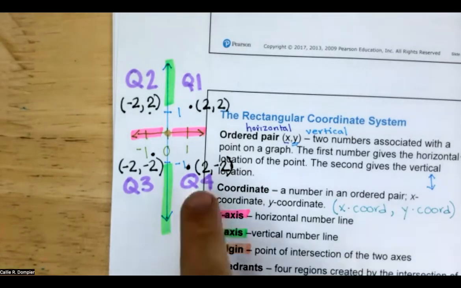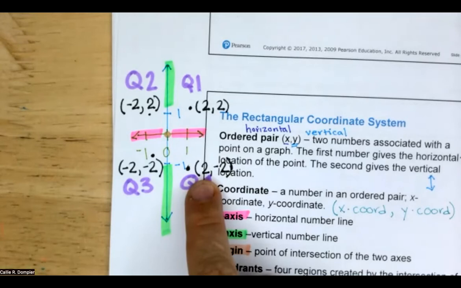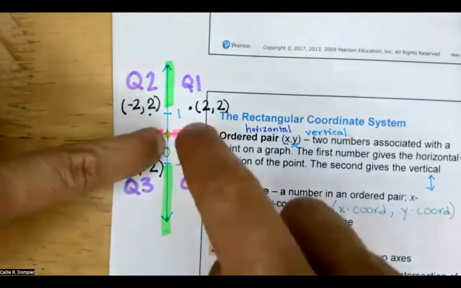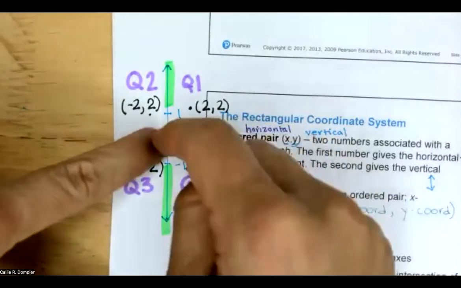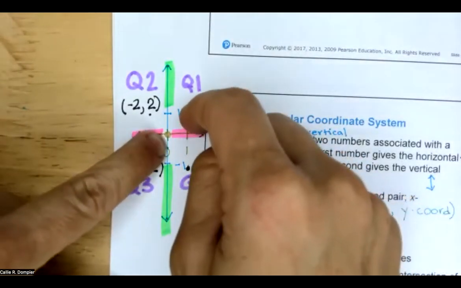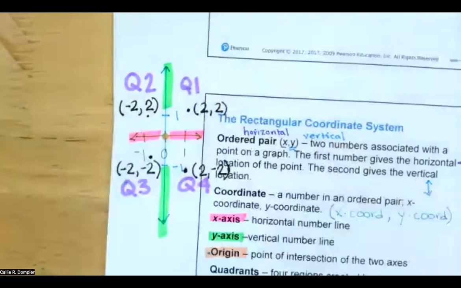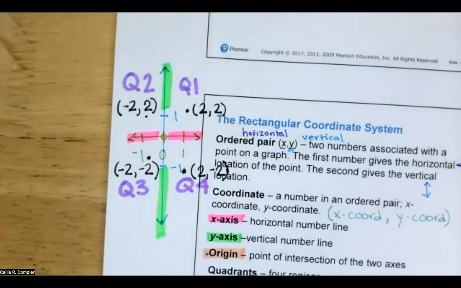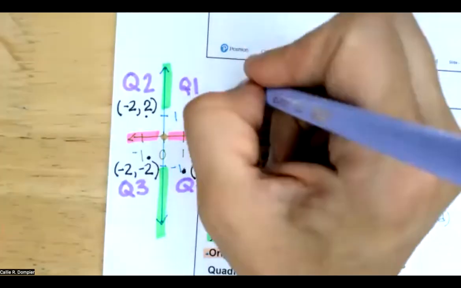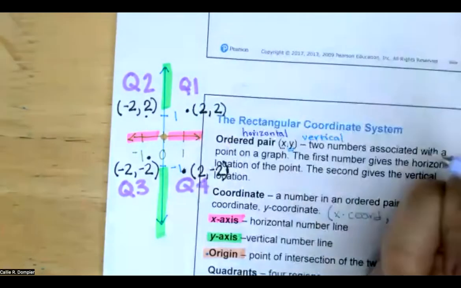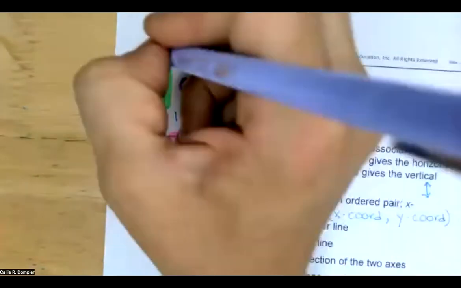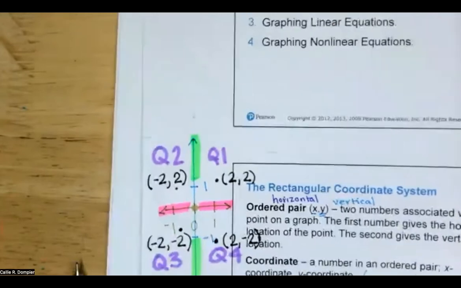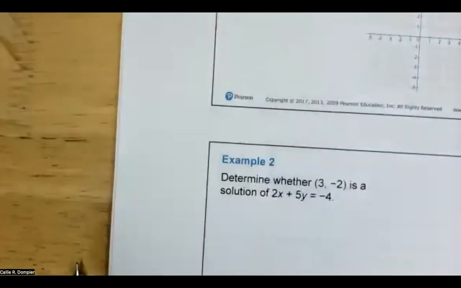So each point is a direction on the plane starting from the origin. So if I go 2 to the right on x and up 2 on y, I'll get to the point 2, 2. All right? We are going positively to the right and up, negatively that way. This way is positive, that way is negative. We'll keep covering this, don't worry. I know this is fast.